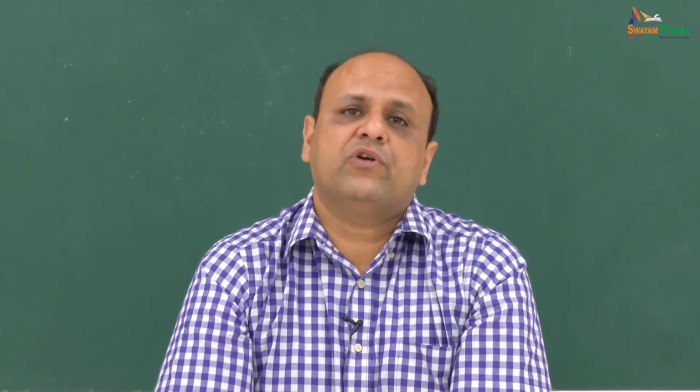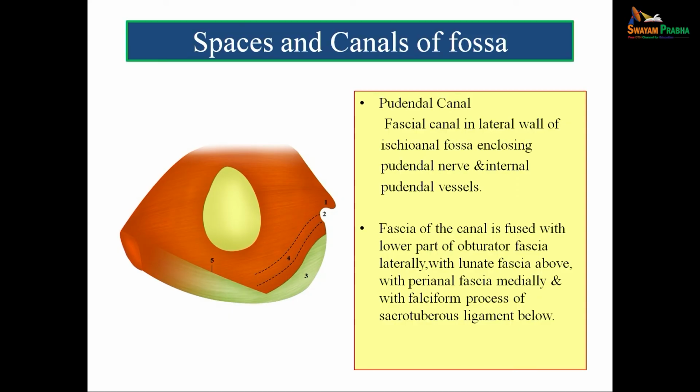So what is the pudendal canal? Pudendal canal is a fascial canal in the lateral wall of ischioanal fossa, enclosing the pudendal nerve and internal pudendal vessels. So if you see the figure here, 1 represents the ischial spine, 2 represents the lesser sciatic notch, then 4 will represent the pudendal canal.